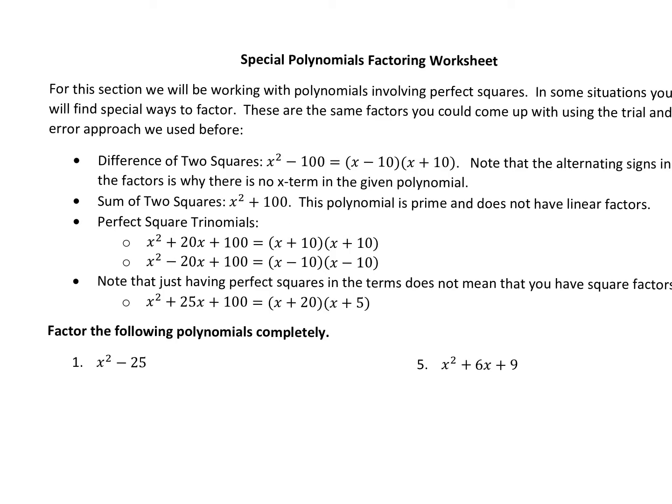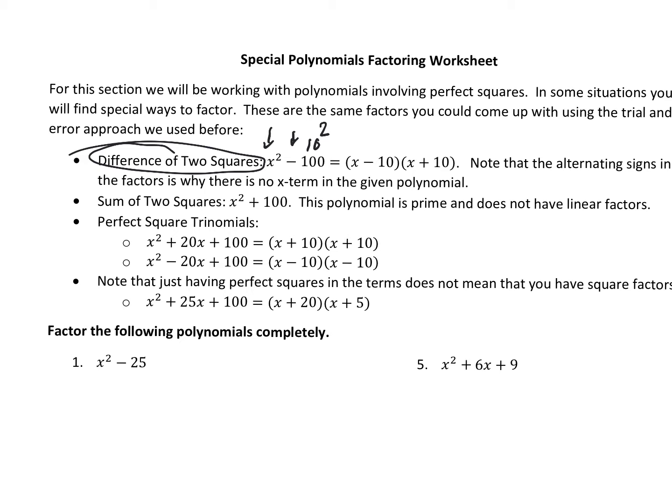Let's take a look at special polynomials. And for us, really, we're focusing on this difference of two squares. What you see here is one factor that can be written as a square, and 10 squared is really 100, so 100 can be written as a square. So when you have a minus sign between those two square numbers, then you can do a special factoring technique.